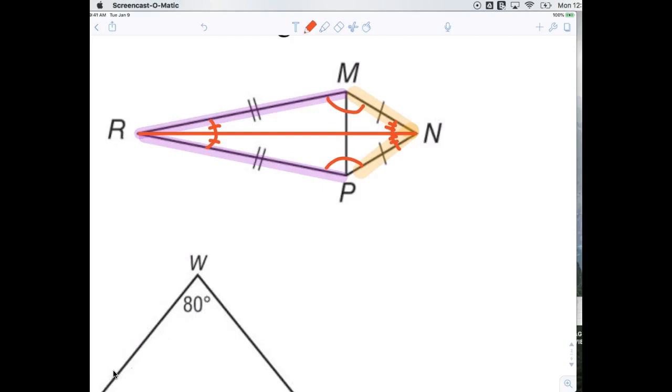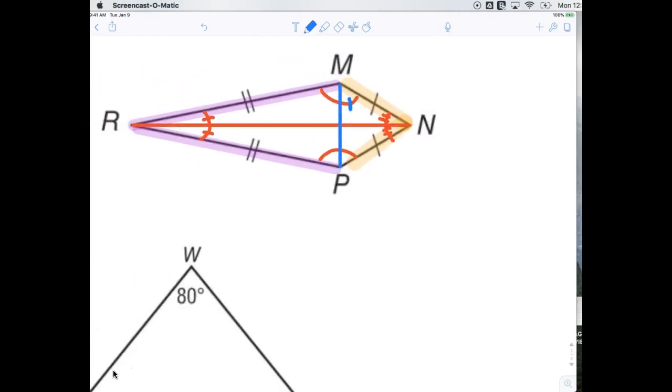If I draw the other one, if I draw this diagonal up here, though, here's where I need you to pay attention. These angles here are congruent because that's an isosceles triangle. These two angles here are congruent because it's an isosceles triangle. Everybody good with that? All right, but NMP does not equal PMR. Everybody hear what I'm saying?